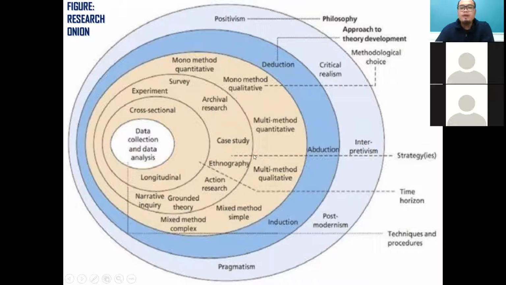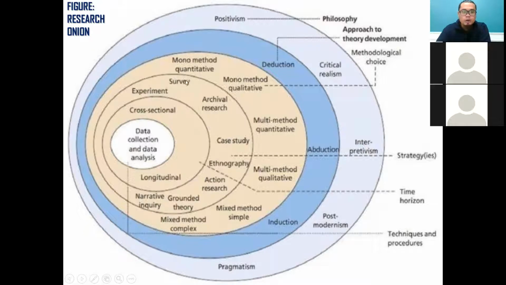Okay, we go to number 4. Layer number 4 is research strategies. They have experiment. If you are quantitative, you use experiment and survey. Okay, we have another, action research. These are for the qualitative: case study, also ethnography, also action research, also grounded theory, and narrative inquiry. Your supervisor or the panel will ask you, what is your research strategy? You need to give the answer based on this one.